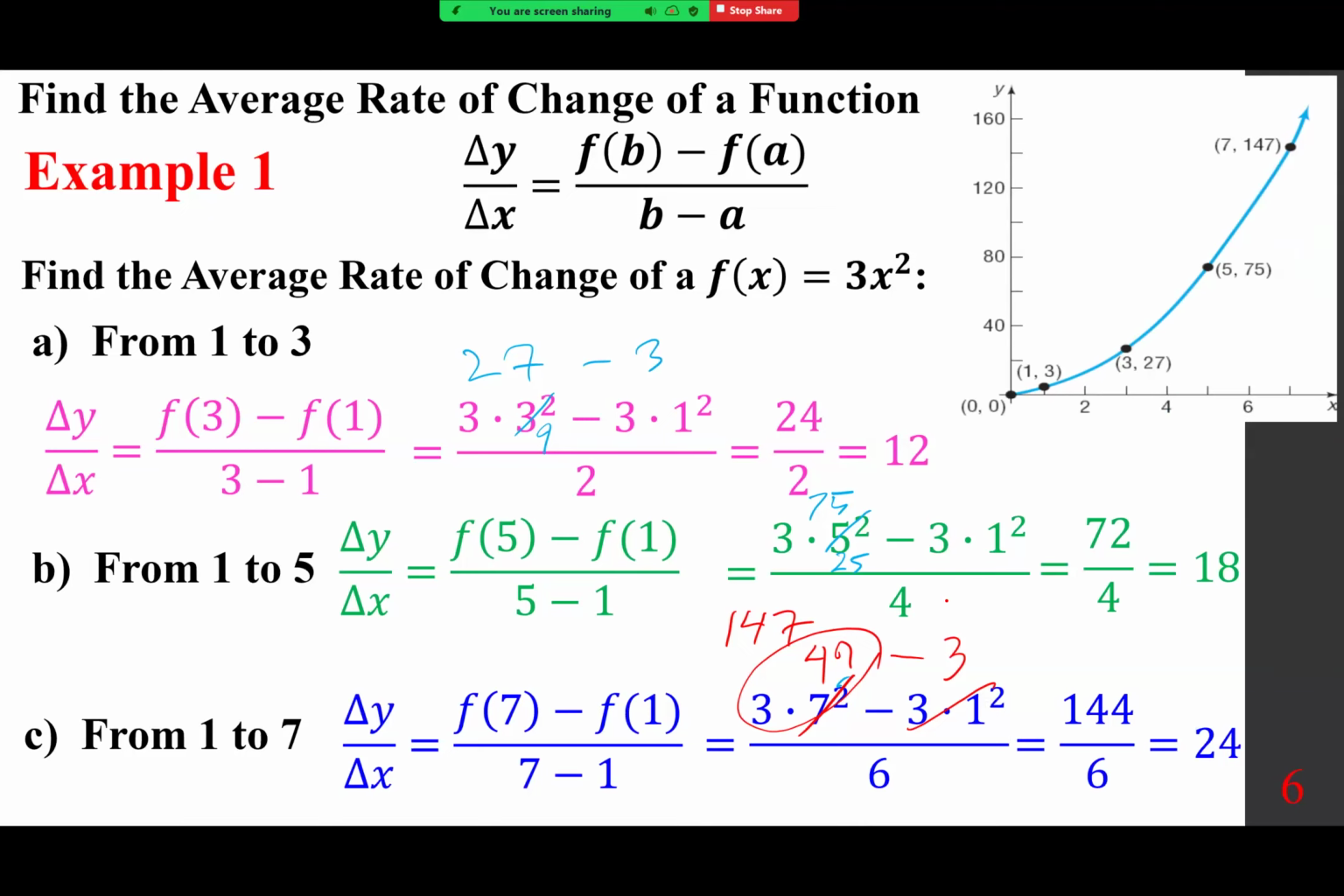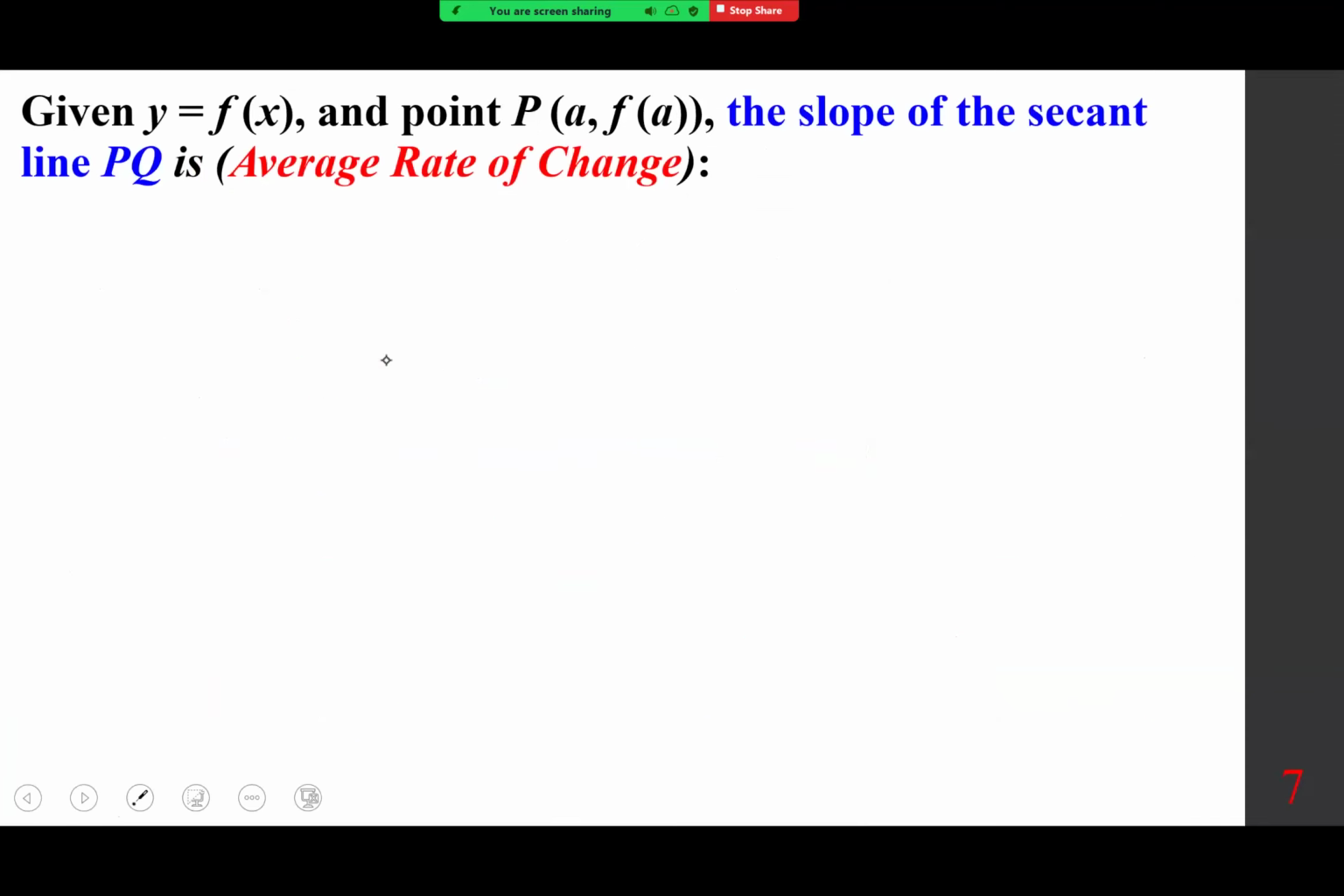And if we were to plot, we would find those points: (1, 3), (3, 27), (5, 75), (7, 147). And that would be finding the average rate of change from 2 points. We need 2 points.